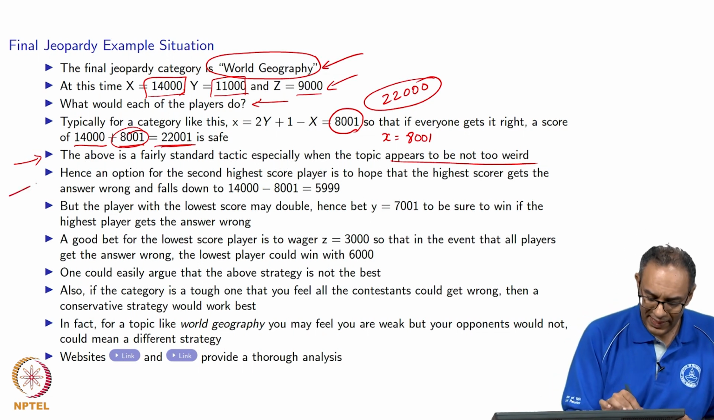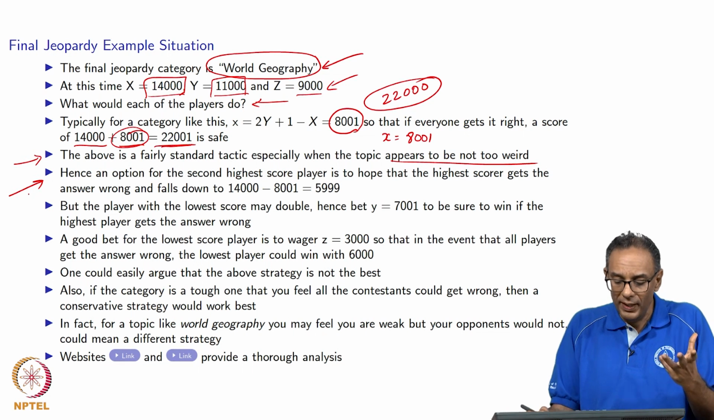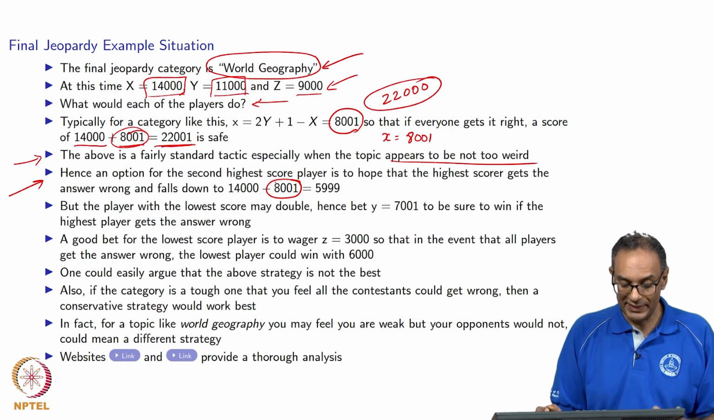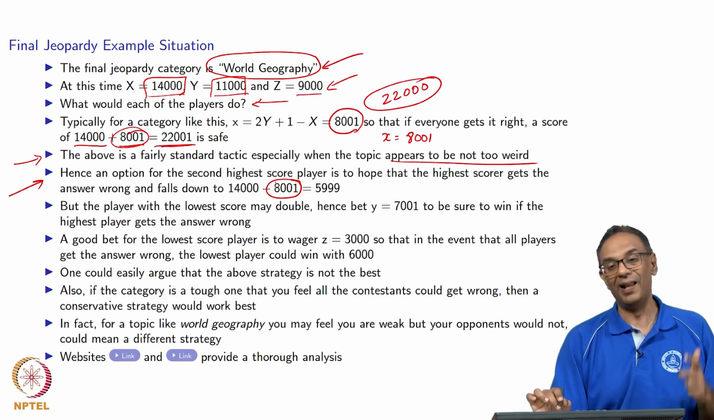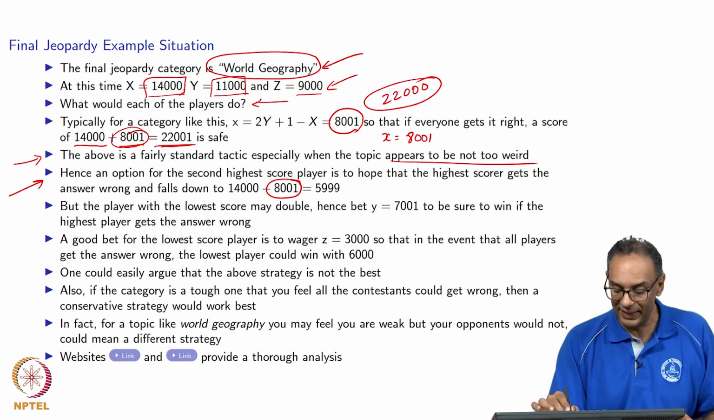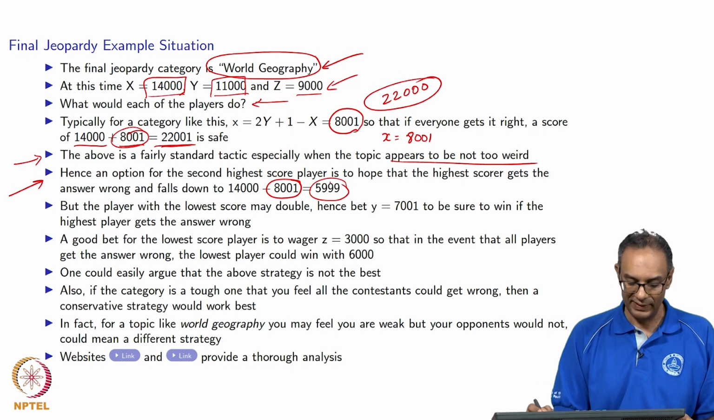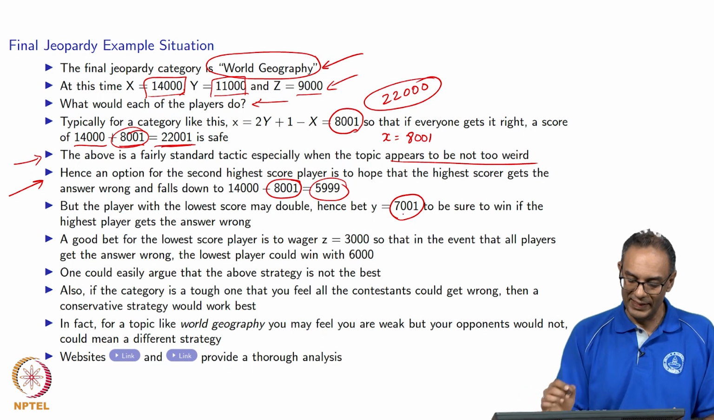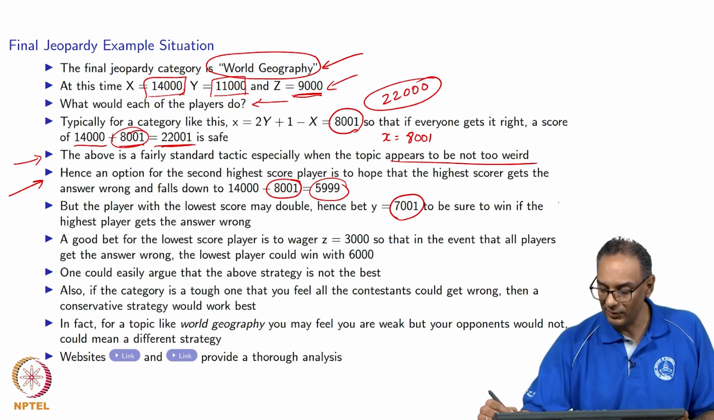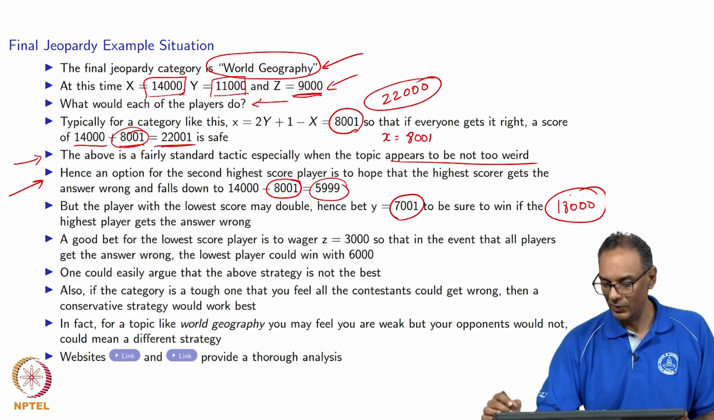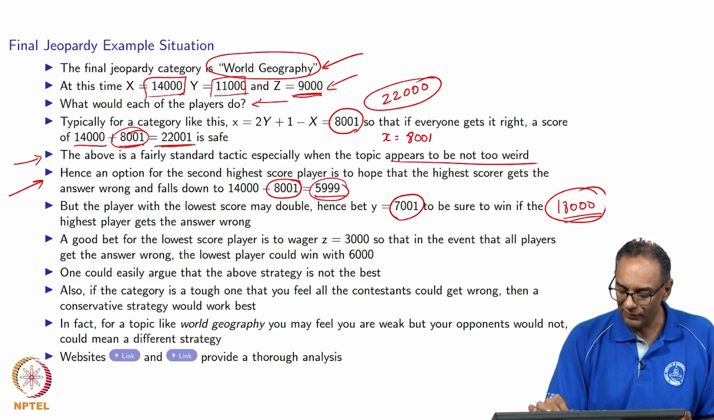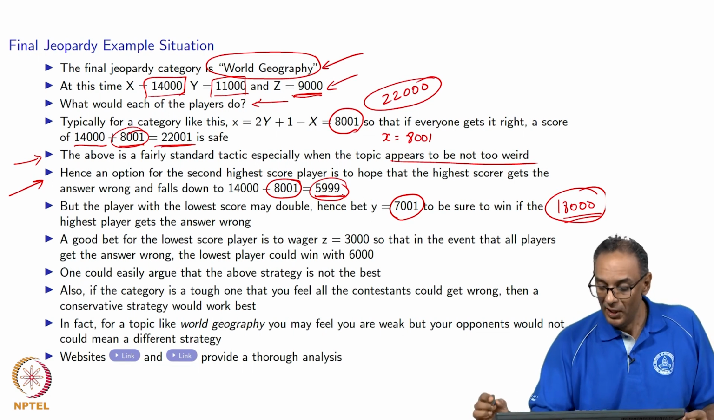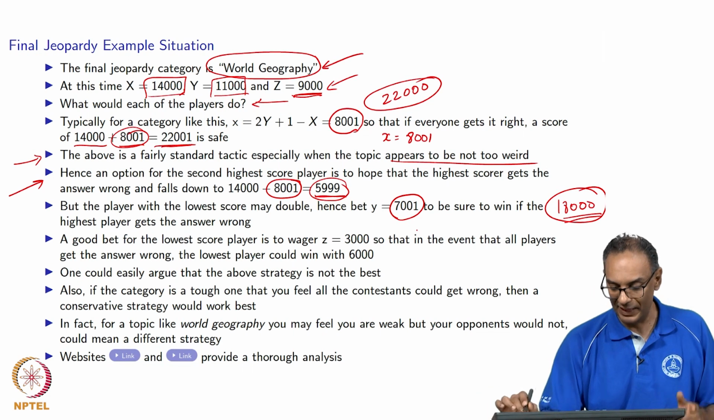Now the second player knows that this being a very popular strategy, this is what the first player is going to do. So the second player, who's the second highest scorer, is going to say, well, I can only hope that they get the answer wrong, and if they get the answer wrong, they'd be down to 5,999. However, what could happen is the third player, who's at 9,000, could double and go to 18,000. We don't want that, so we want to top that one, because if this guy goes to 5,999, that's okay. You're still at 11,000, so that's not a problem. However, if the person gets it wrong in this situation, that will be an issue.